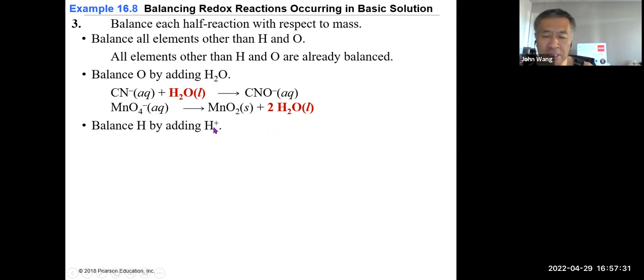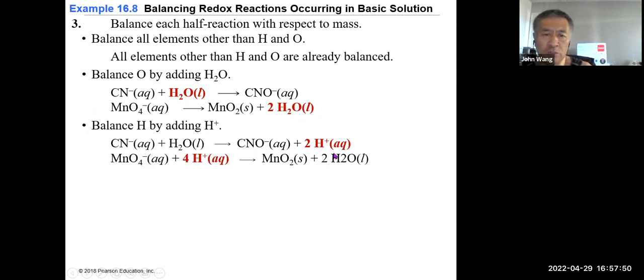To balance the H, you don't use H2 or something else, just use H plus. So for the first equation, there are 2 H on the right, so you are adding 2 H plus on the left. For the second equation, you will have 2 times 2, 4 H, so you are adding 4 H plus on the left. So 2 H plus, 4 H plus.